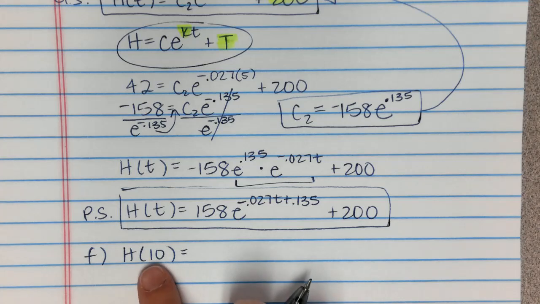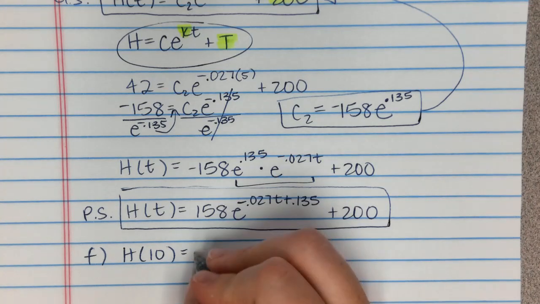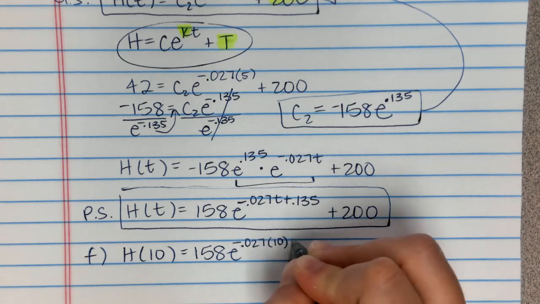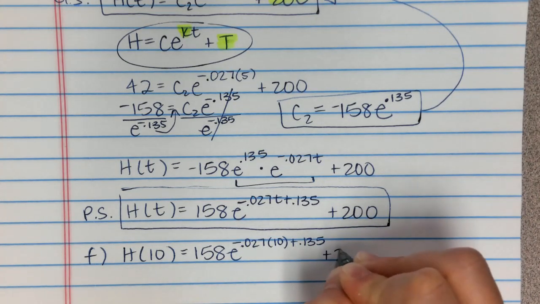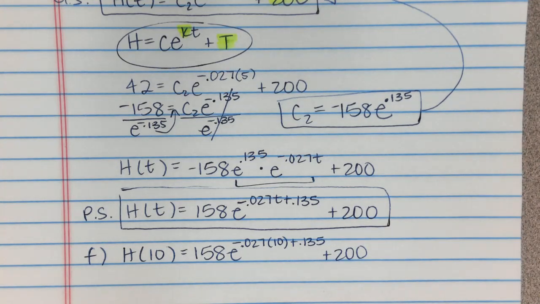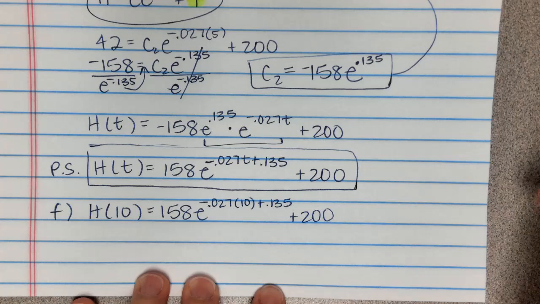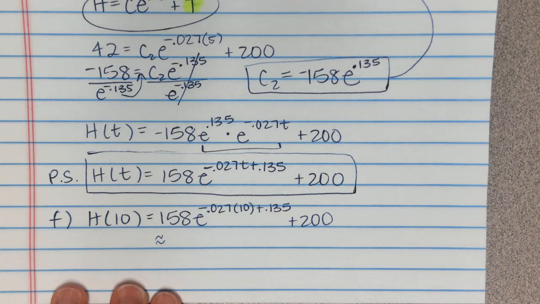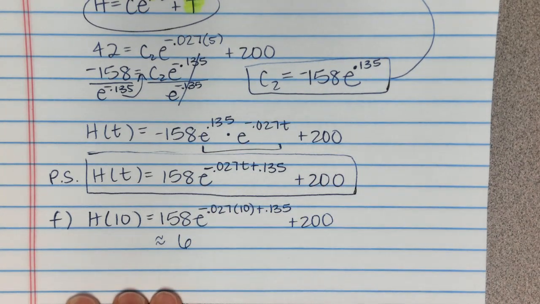What am I plugging the 10 in for? Little t. Times 10 plus 0.135 plus a big 200. Be careful when you type that in. Let's round your answer to 4 decimal places, please. My answer starts with a 6, as do all of these answers. 60 something. Try again. Be careful how you type it in.